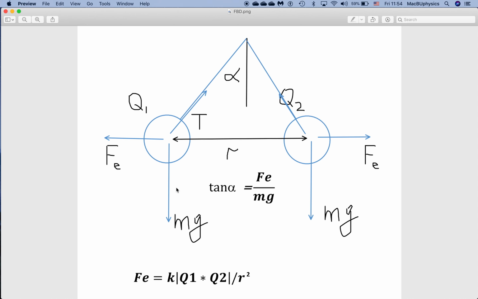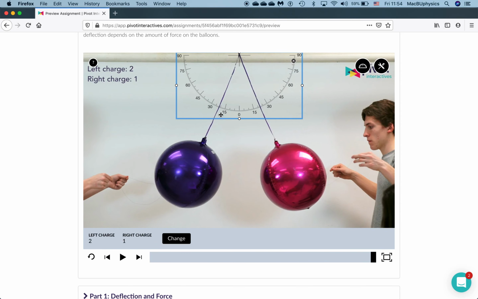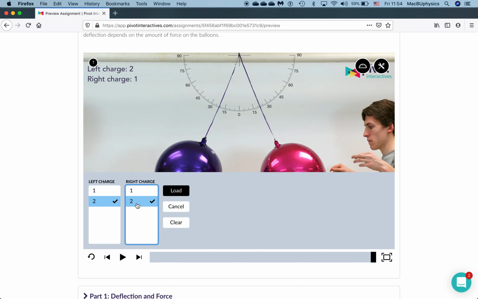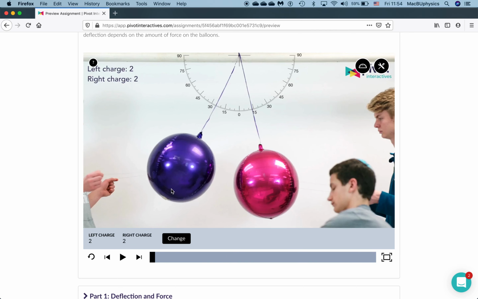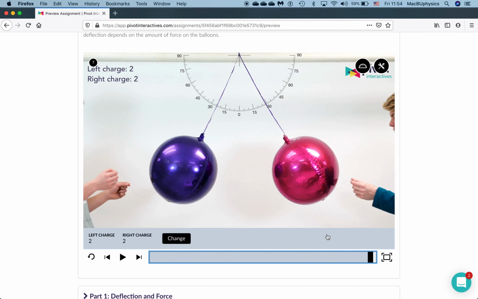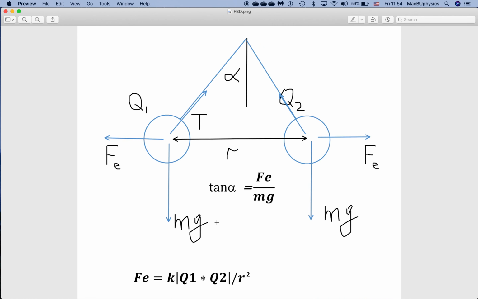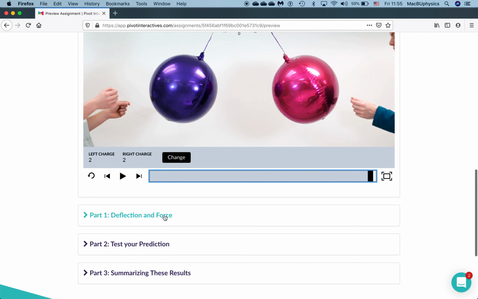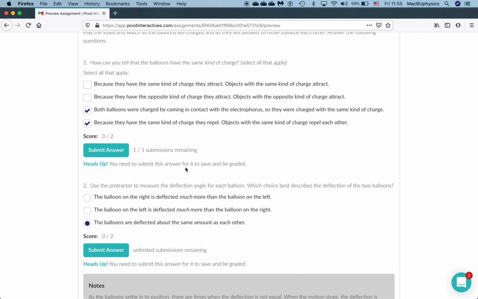However, if we watch the video, we can see that the change in the angle is visible, but not very large, and the change in the distance is practically untraceable. So we can neglect how the distance changes. In that case, stronger charge makes stronger force, makes larger angle. Well, that's it. Now we just have to choose the correct answers.